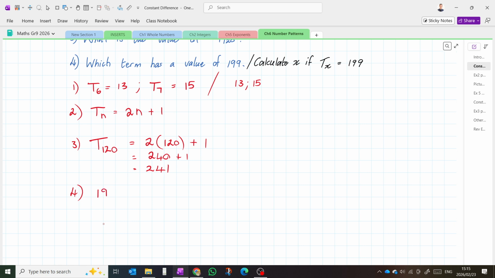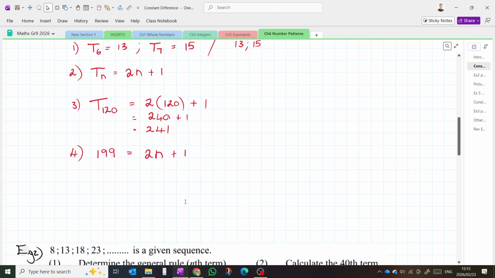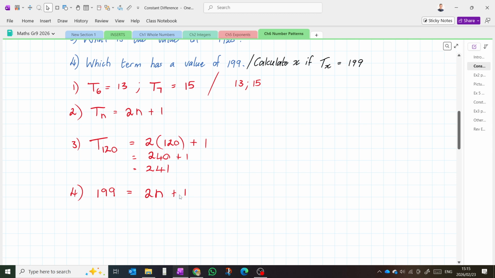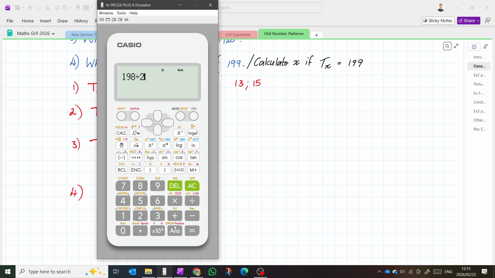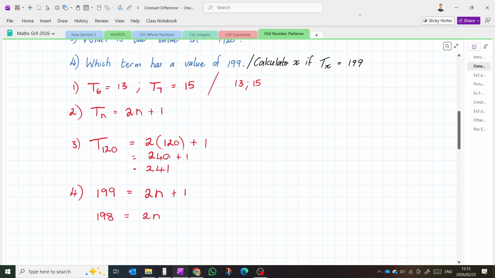So we're going to say 199 is equal to our general solution, because we now want to know which value for n is going to give me an answer of 199. And then we're going to do basic algebra. We're going to solve this equation. So to get rid of the positive 1 on this side, we're going to move it across and subtract it, meaning that we end up with 198. And 2 is being multiplied by n, so when it goes across, we're going to divide by it. And let's see what we get. 198 divided by 2 is going to be 99.